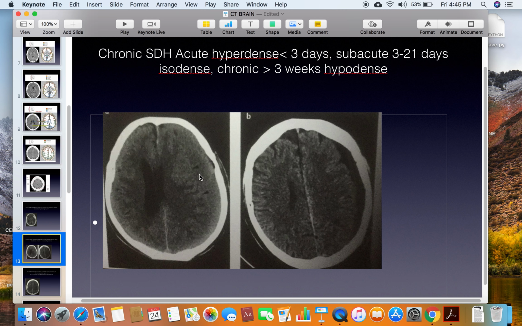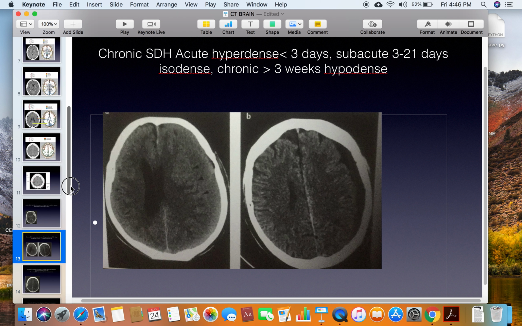So if you look here, this is a sort of subacute to chronic subdural hematoma, and as you can see the density measurement is very similar to that of the brain, and there is some midline shift from the left side to the right side. Here again you see this collection, which is a subdural hematoma, which is the chronic subdural hematoma.